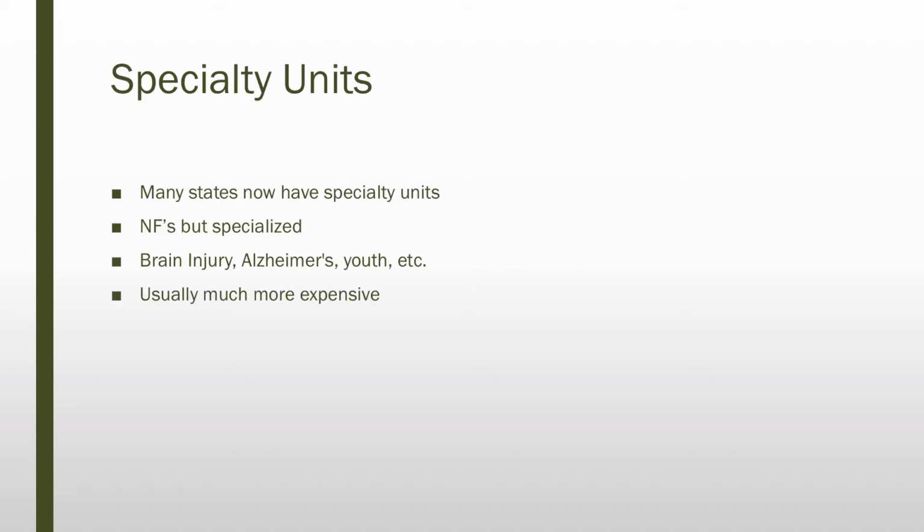The book talks about specialty units. So many states are now creating these specialty units. They're basically a NIF level of care. So you would qualify to be in a nursing home, but they've created a specialized unit within a NIF or a standalone unit. The most popular of these is probably the brain injury NIF unit. They also have specialty Alzheimer's or youth units. These units are usually much more expensive because on top of the regular services they would provide something else. So if you're interested and you want to check out your own state, look for specialty units to find out what there could be.